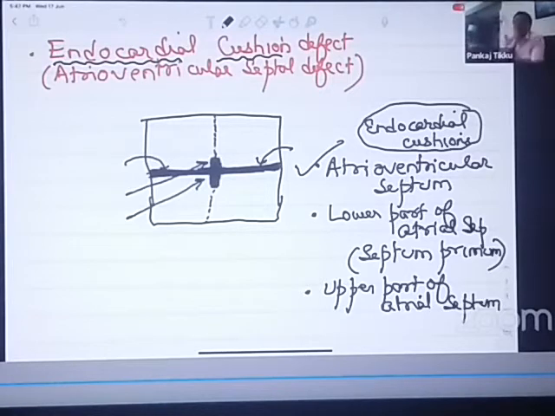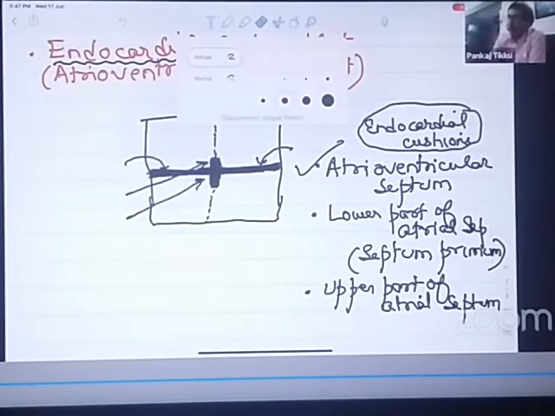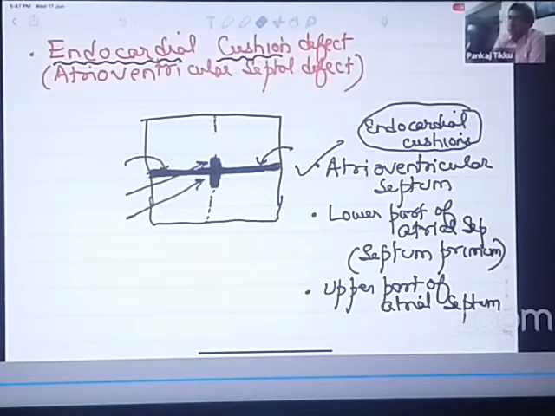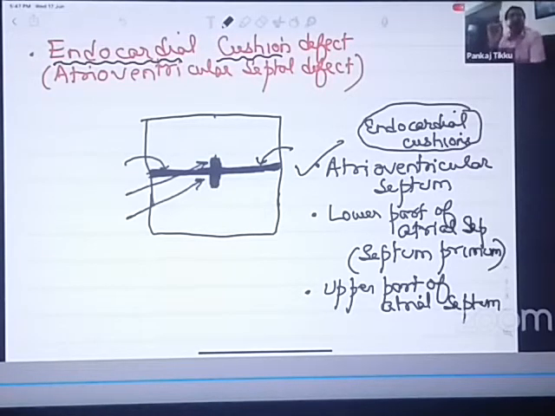So don't focus on the dotted portion. I'll remove the dotted portion. So now the portion that I am marking, which is darkened in color, is the portion that is formed by the endocardial cushion. So they take part in the formation of the atrioventricular septum, the lower part of the atrial septum, and the upper part of the ventricular septum.